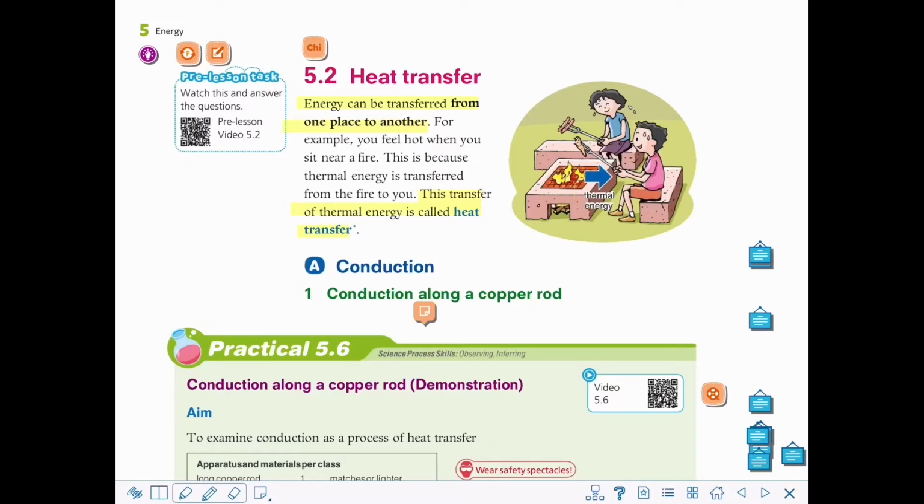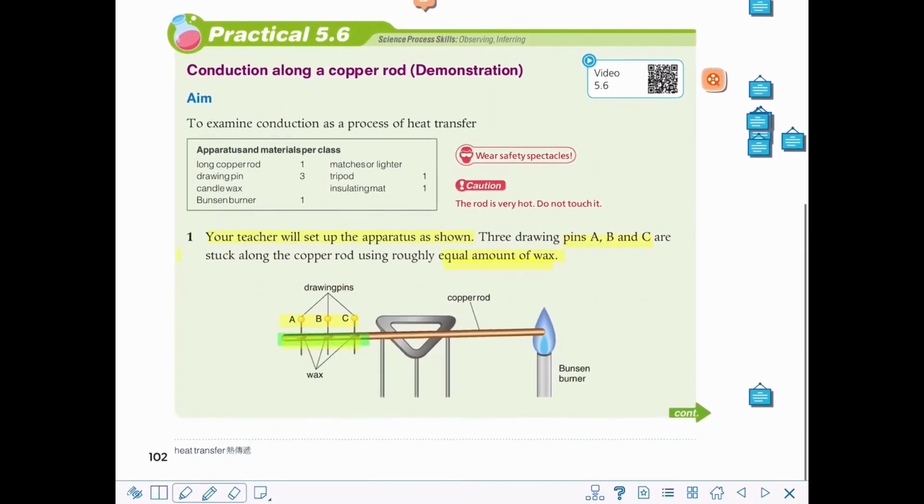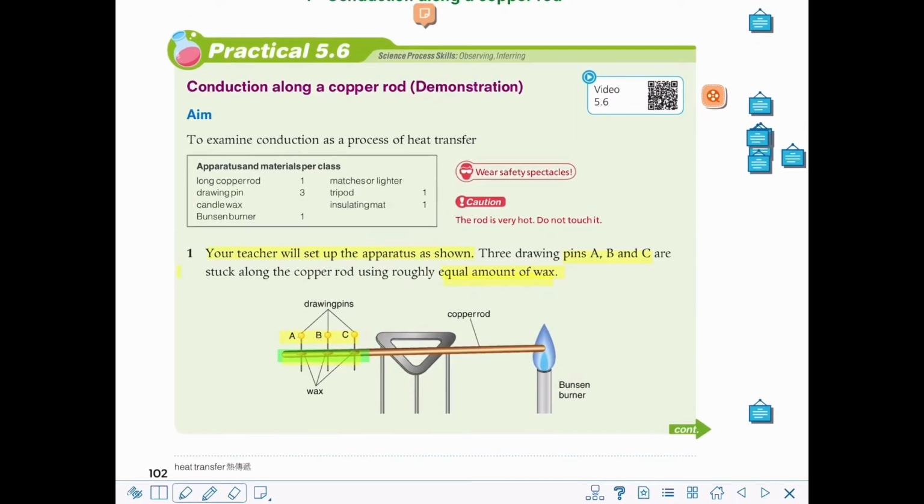I would like to ask you to look at the aims, apparatuses and materials used, and the two steps of the experiment first, so that you know what is going to be done and be able to expect certain results. Step 1. Your teacher will set up the apparatuses as shown. Three drawing pins A, B, and C are stuck along the copper rod using roughly equal amount of wax.